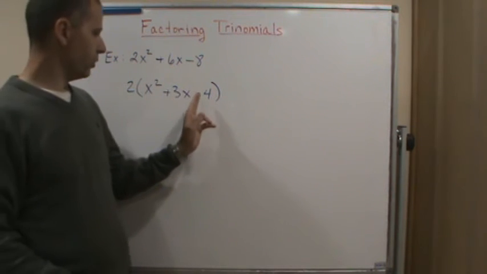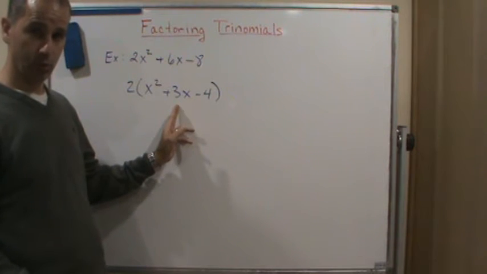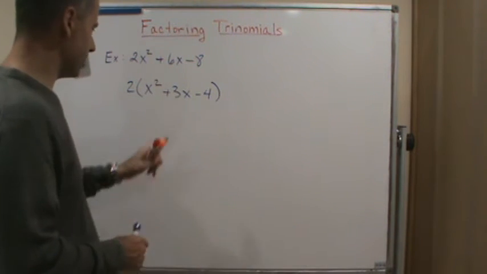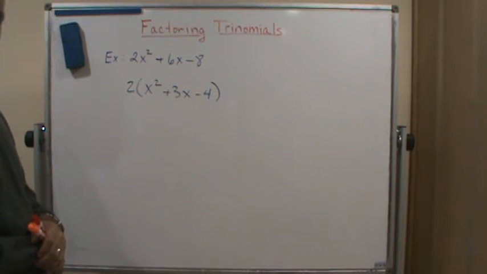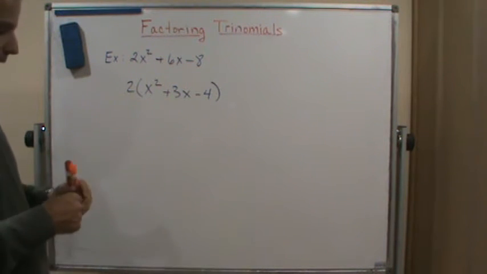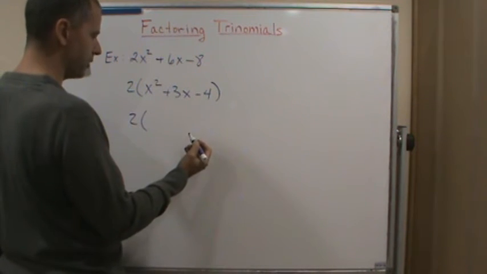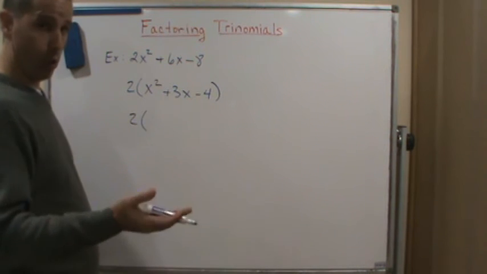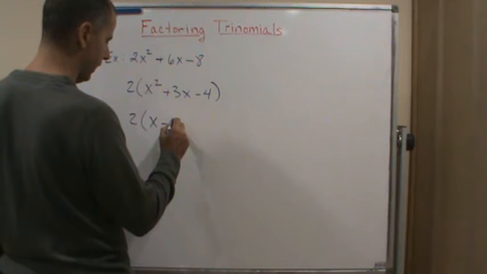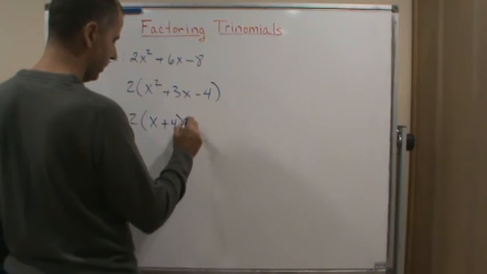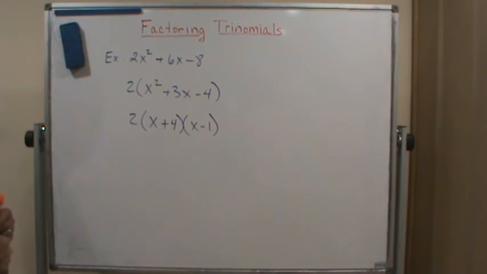So now all we have to do is look at the factors of -4 that add up to 3. Since 3 is positive, this is going to have opposite signs where the larger factor is positive. So what are those 2 factors? It's going to be 4 and -1. And so this is going to be x plus 4 times x minus 1, and we're done.